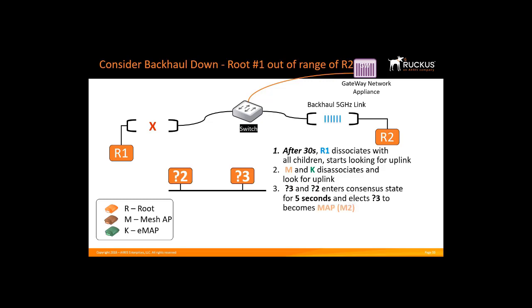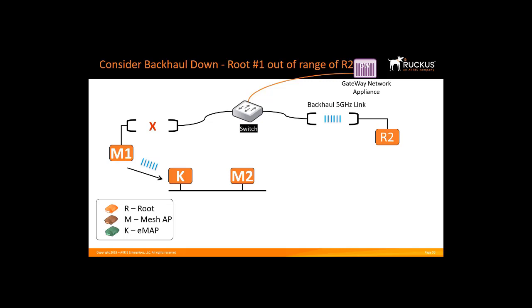Let's review another example with a focus on the consensus protocol and what happens to MAPs and EMAPs when a link is broken. In this example, we have two root APs and two non-root APs. The two non-root APs are wired together and therefore are a MAP and an EMAP. The root AP, after satisfying the 30-second timeout, breaks its network connections. All the children of root AP1 start looking for a new uplink. The MAP and EMAP disassociate and go through the consensus protocol.